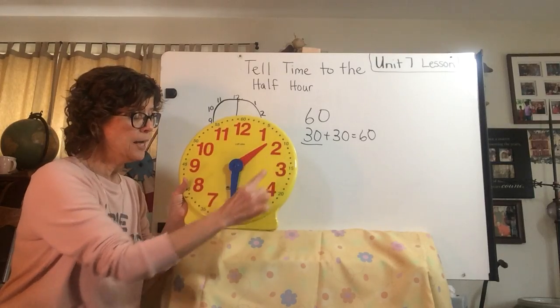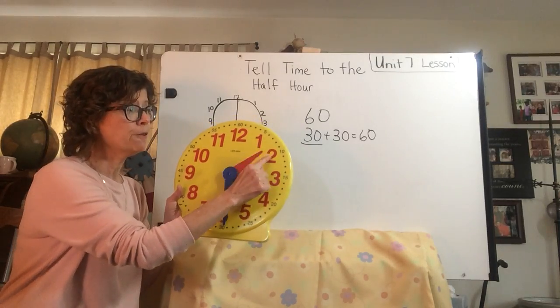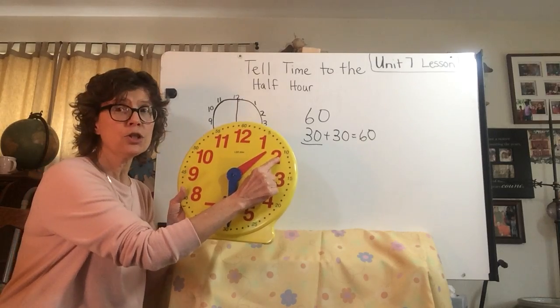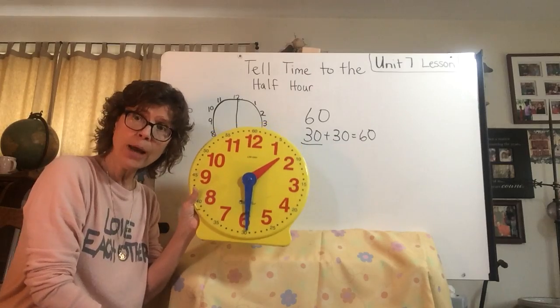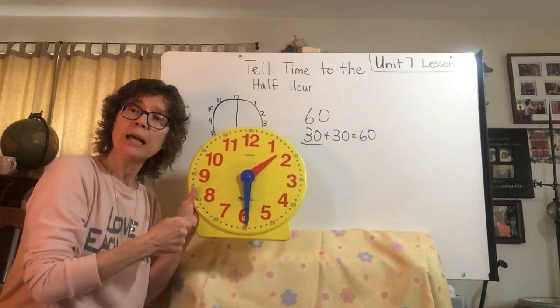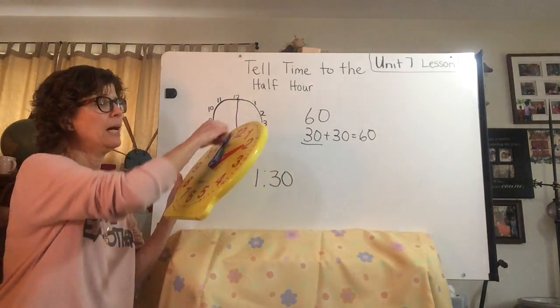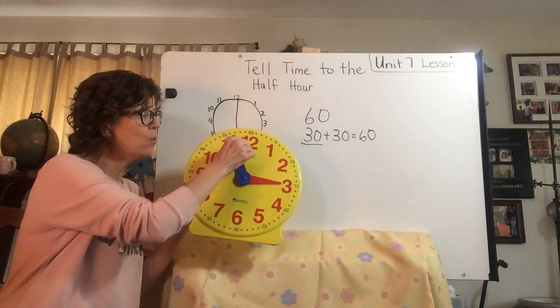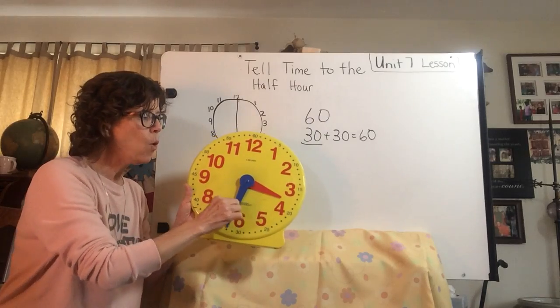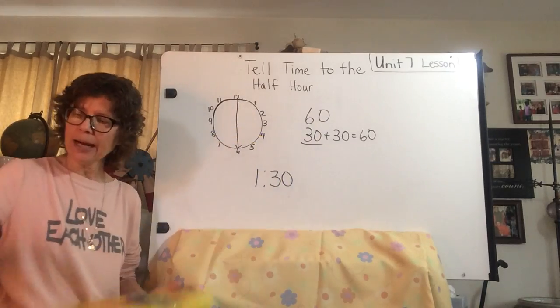So here's our 1 o'clock, and there's our 30. So it says 1:30. Now you have to be careful. If you notice, it's not close to the 2. It's right between the 1 and the 2. It's halfway to the new hour. I'm going to try another one. How about 4:30? And remember, we're going clockwise. We're going to the right. 4:30. Let me write it down.